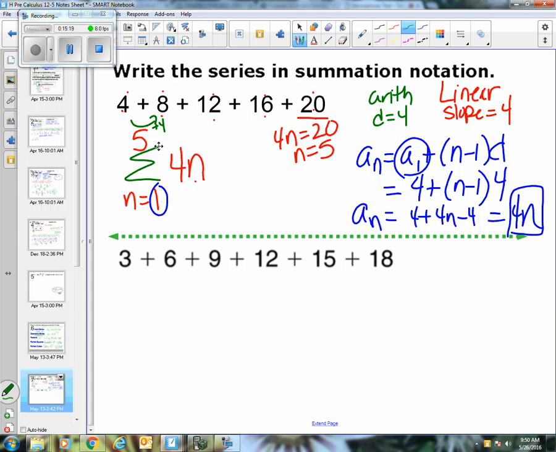All right, so let's try the second one. Same idea. I want you to see if you can come up with the sigma. So try pausing the video. By what we did in the last one, see if you can figure out what would have to happen for this one.